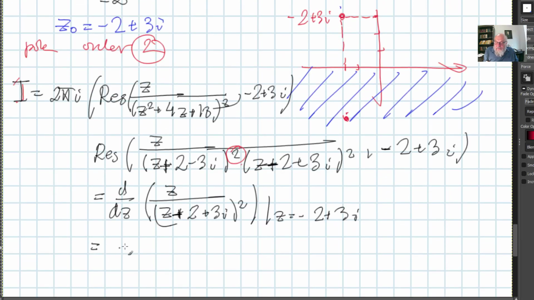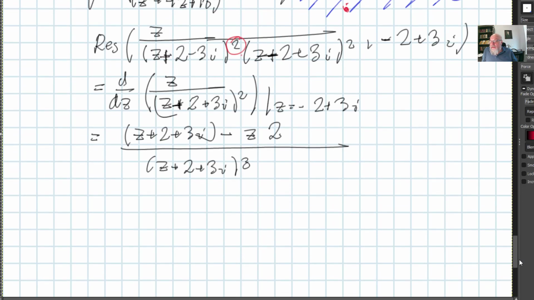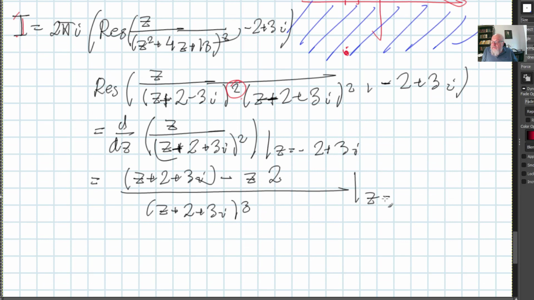So the derivative. We are getting here (z plus 2 plus 3i) minus z times 2, divided by the derivative of that one, so (z plus 2 plus 3i) to the power 3. Take z equal to minus 2 plus 3i. So let me check it again.